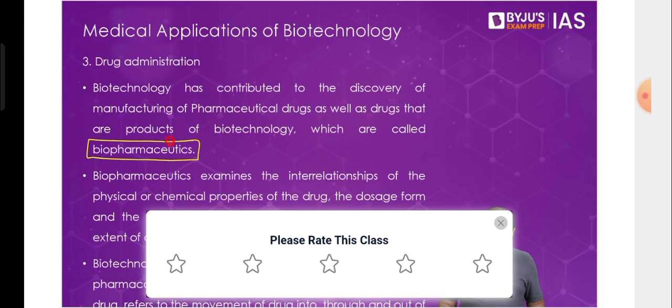So in case of biopharmaceutics, we basically are trying to understand any medicine that we are using, what are the various properties of those medicines and what are the various effects of those medicines on the body. So, for example, how fast does the medicine work? How much time does it take? What is the rate of absorption? What is the rate of excretion?